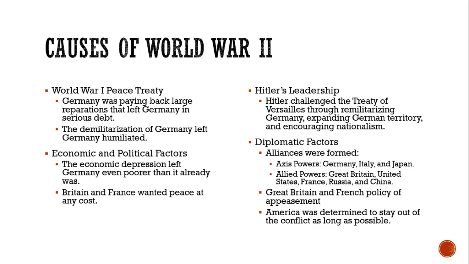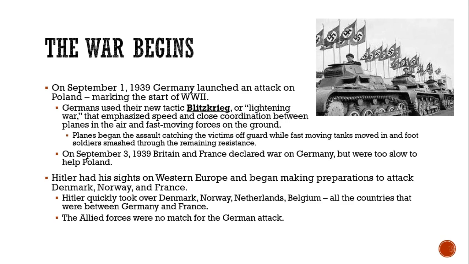policy called isolationism. On September 1st, 1939, Germany launched an attack on Poland. This kind of marked the start of World War II. Germans used their new tactic, blitzkrieg, or lightning war, that emphasized speed and close coordination between planes in the air and troops on the ground.